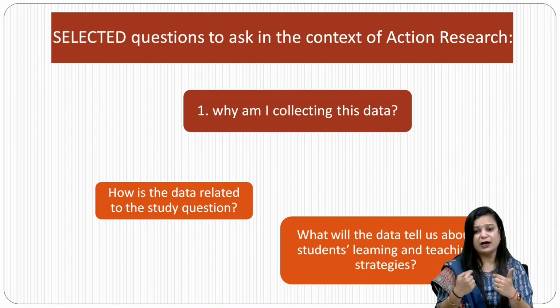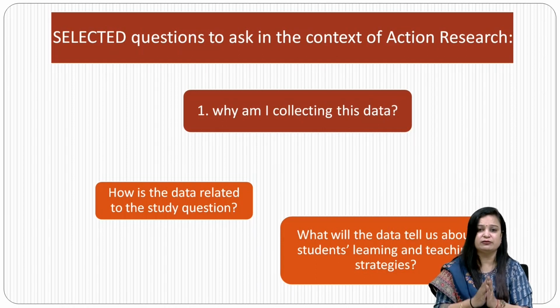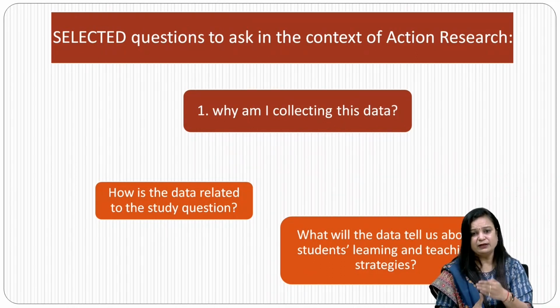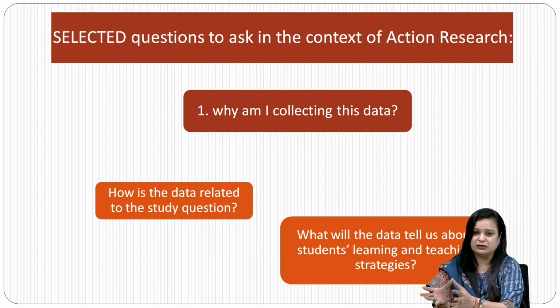Now, selected questions to be asked in context of action research. What questions should you ask yourself? What question should a researcher think while planning to do action research? Why action research, right? Why am I collecting this data? You should know why this data is to be collected, what the objective is, and why you intend to do this kind of research, why you intend to fall into the interest area of this particular segment.